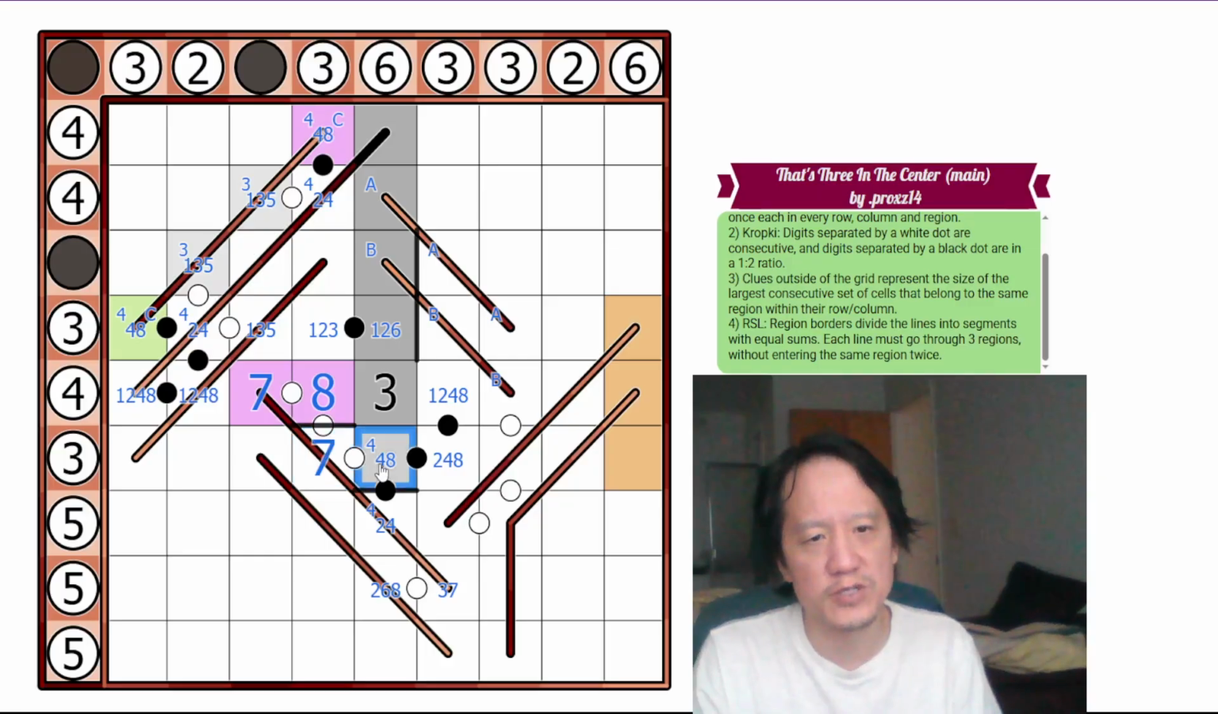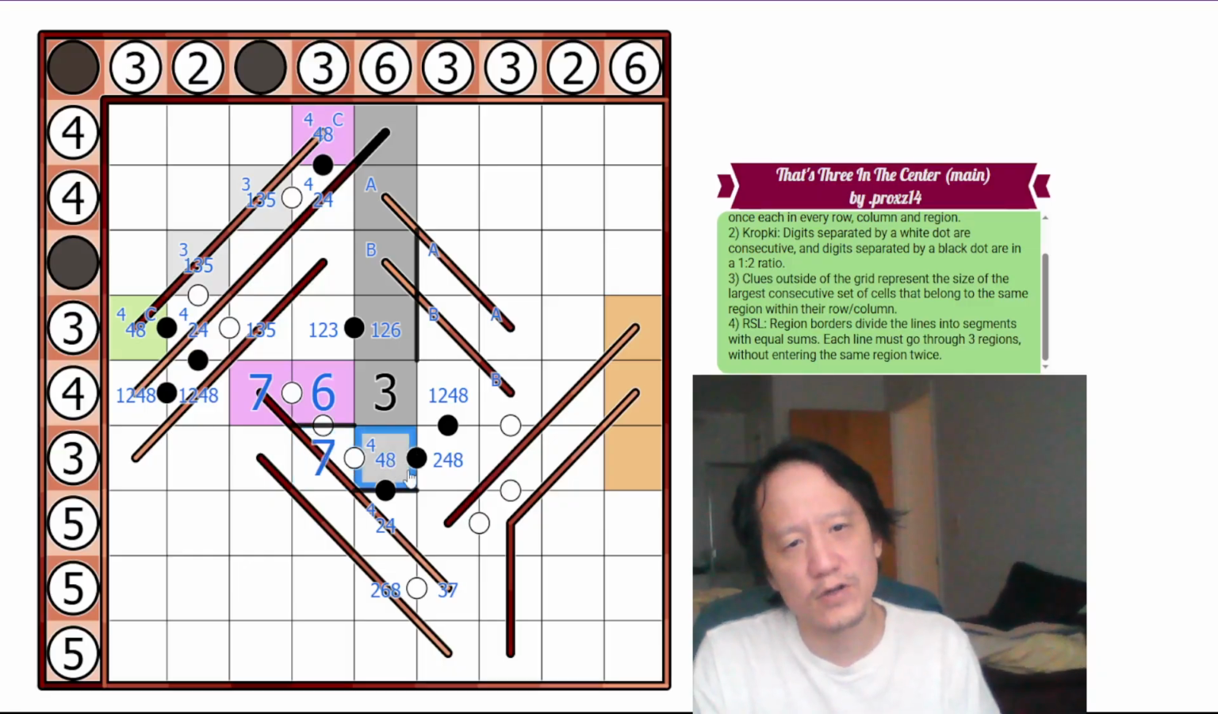It forces this to be 7. This is 8. This is 4. This is 4. This is either 2 or 8, cannot be 8, but this would be a 1, 4 pair, which is not a 1 to 2 ratio. So no, this cannot be 8. This is guaranteed to be 6. This could be either 5 or 7, I think.